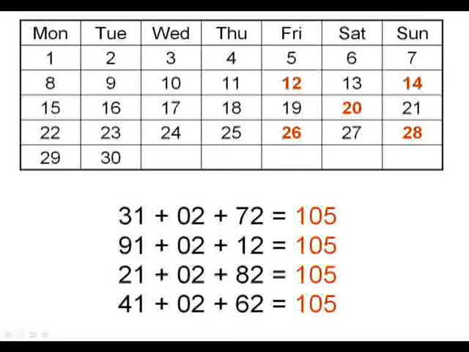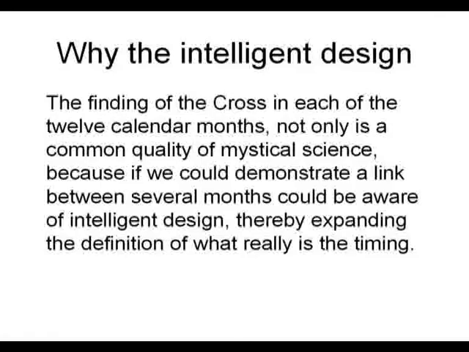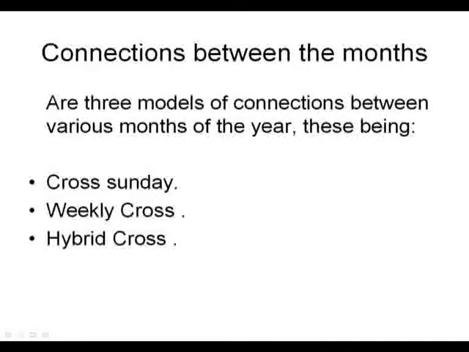The finding of the cross in each of the 12 calendar months is not only a common quality of mystical science, because if we could demonstrate a link between several months we could become aware of intelligent design, thereby expanding the definition of what time really is. Connections between the months. There are 3 models of connections between various months of the year, these being Cross Sunday, Weekly Cross, and Hybrid Cross.